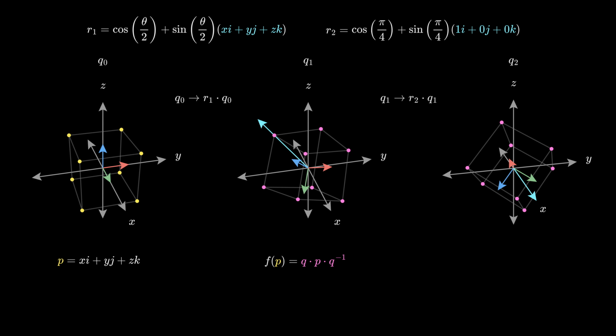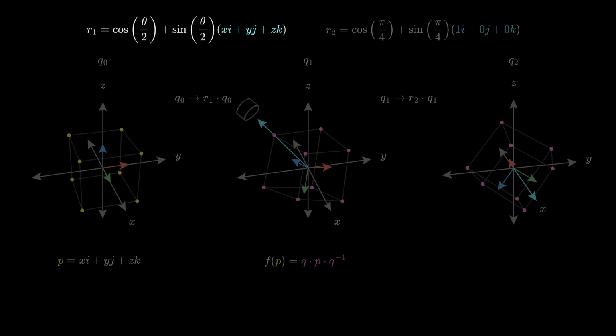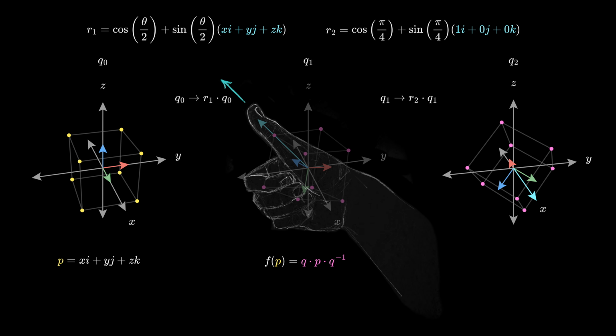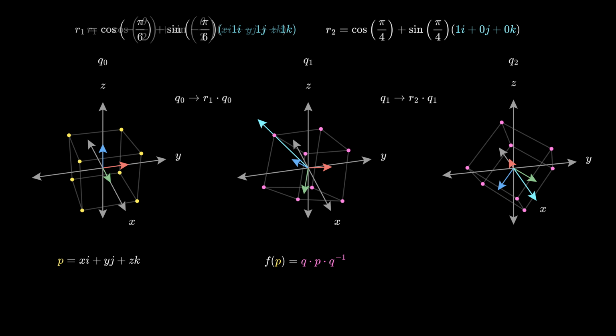Using the right-hand rule, we can write the value for the first rotation, which rotates space 60 degrees in this direction around the axis that passes through the top left corner of the cube. If you stick your right thumb out in the direction of the vector and curl your fingers, the positive direction is this way. Because the angle I've drawn rotates the other direction, its value is negative. A 60-degree angle in radians is pi over 3, so the value is cosine of negative pi over 6 plus sine of negative pi over 6 times the axis of rotation, which is negative 1i minus 1j plus 1k.